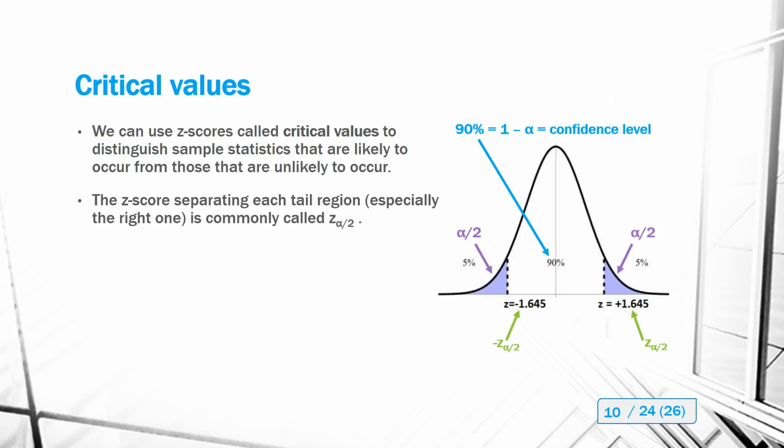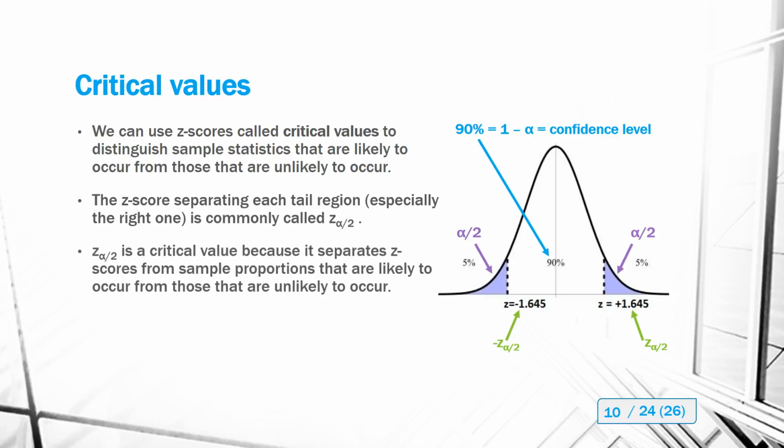So z alpha over 2, negative z alpha over 2, okay? Typically, when you're asked to find z alpha over 2, there's no negative sign in front of it. So you're just looking for the positive value, which is the one on the right. And that's why it says there on the screen, the z-score separating each tail region, especially the right one, because typically you're looking for the positive score.